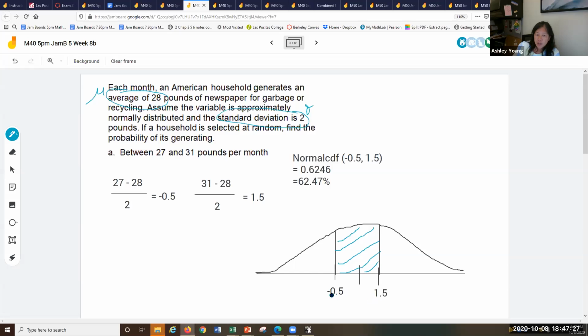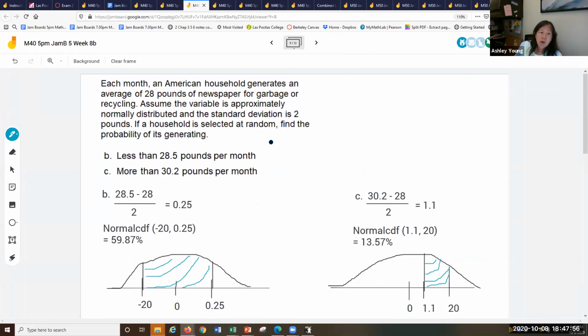Then they drew a picture, negative 0.5, positive 1.5, shaded between them. I don't care if it's accurate or not, just, you know, this is on this side of 0, this one's on the other side of 0, that's close enough, that's fine. Normal CDF of those two scores, 0.6246 or 62.47%. Terrific. Again, if your group didn't get it, make sure you write it down and you get it down now.